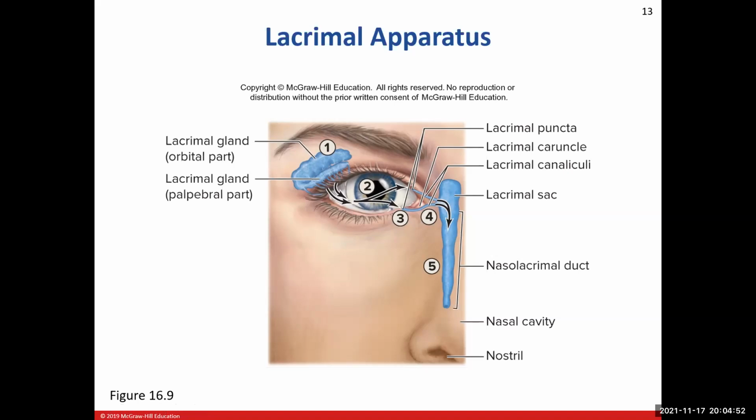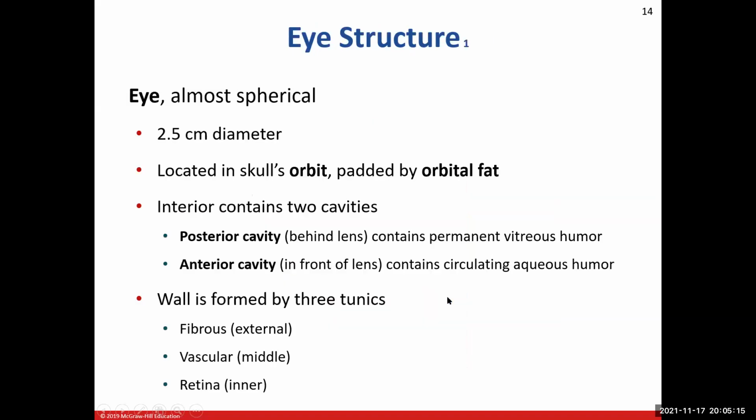And then those openings will allow the lacrimal fluid to drain into the superior and inferior lacrimal canaliculi, and then they'll drain into the lacrimal sac, down into the nasolacrimal duct, down into the nasal cavity, mixes up with some of the mucus there, and then you swallow it down and it goes away. All right, so that is the accessory structures of the eye.